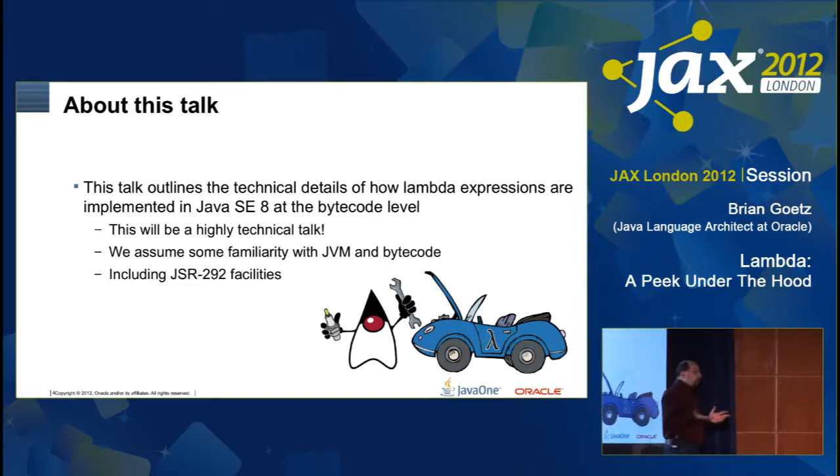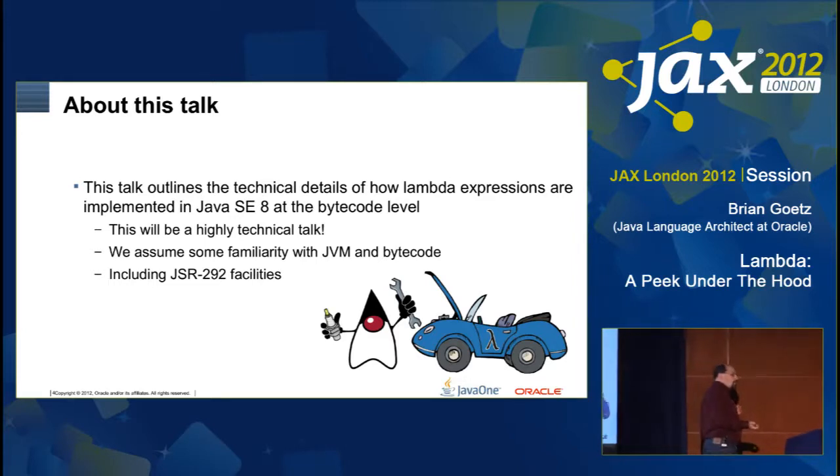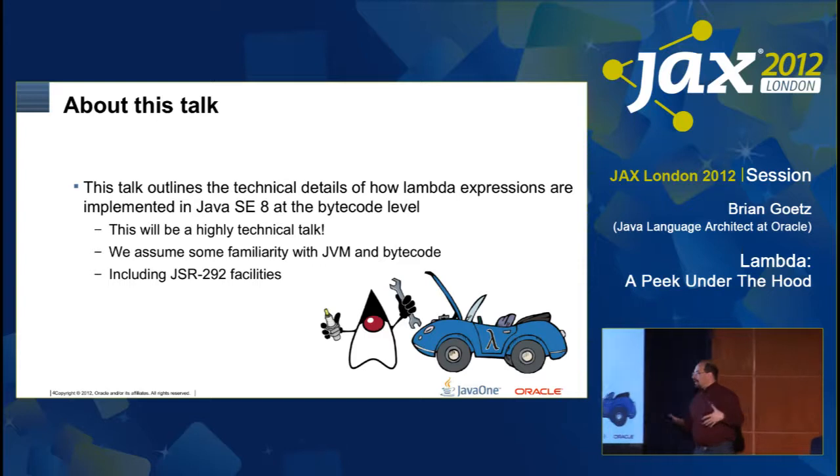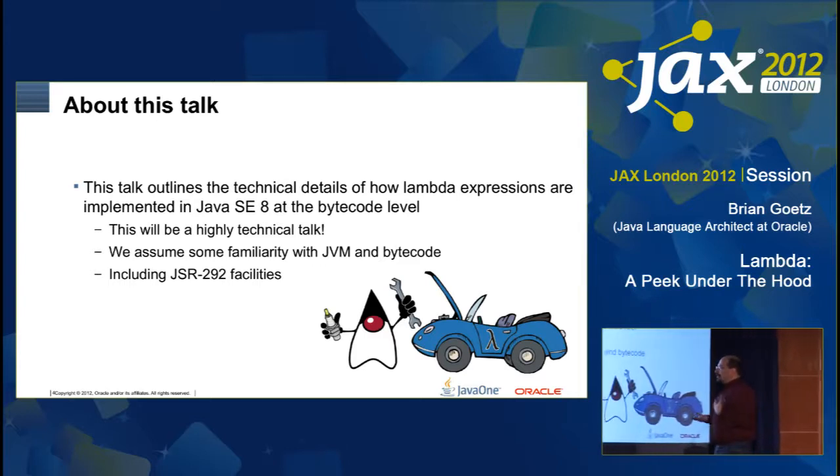How many people here also are familiar with the work that went on in JSR 292, invokedynamic and method handles? Just a few people. Okay, so I'll go over those in a little bit more detail. But basically, it's a good story of eating our own dog food, right?